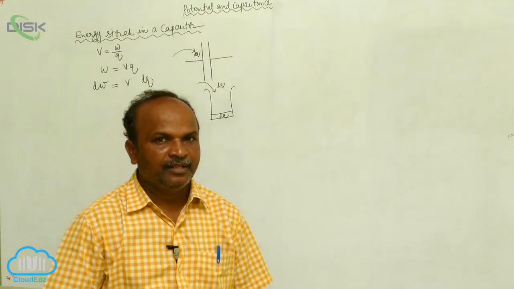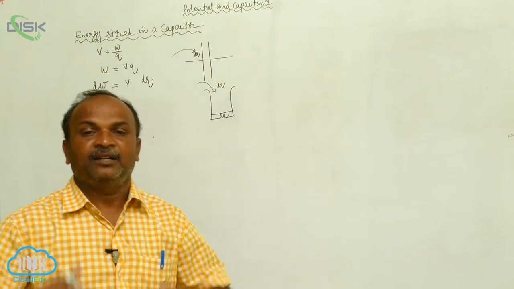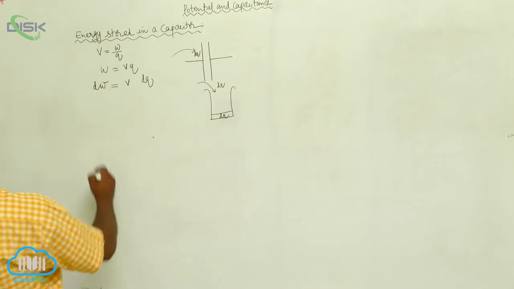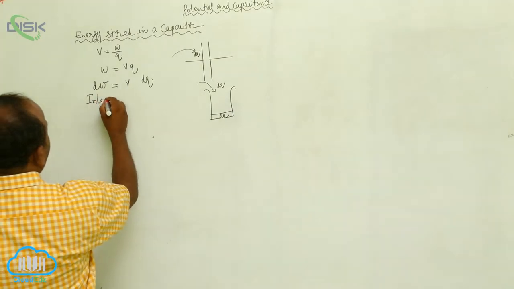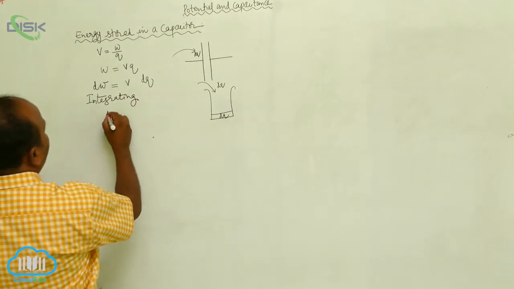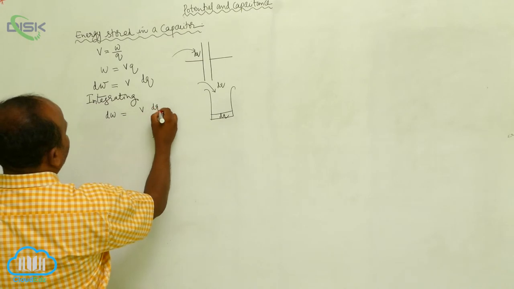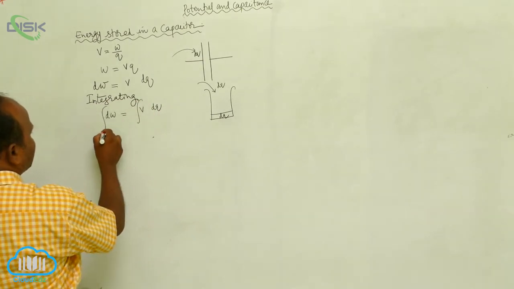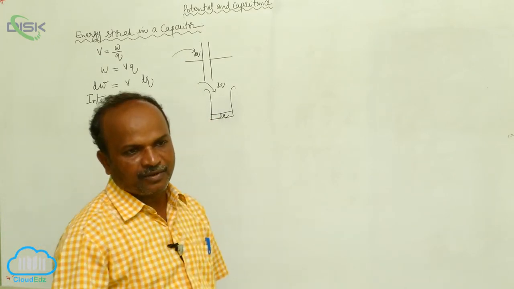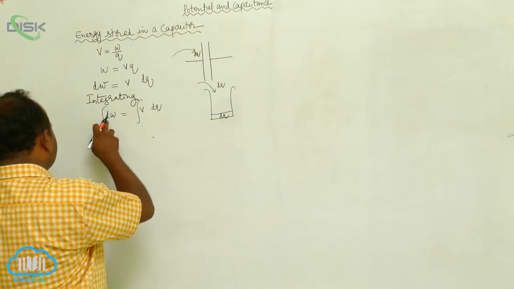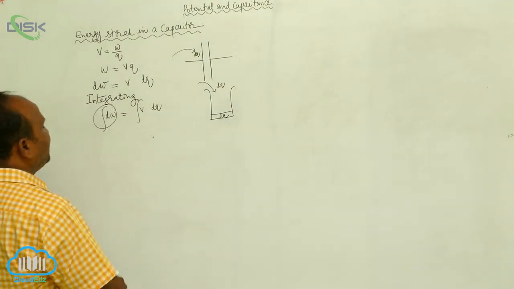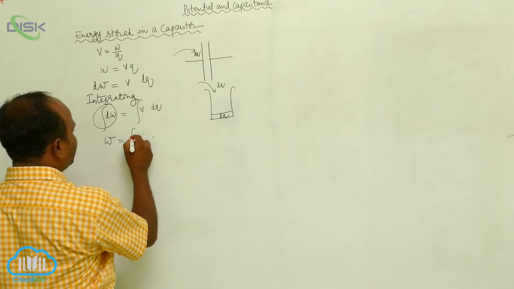To store the charge Q, what is the total work done? The total work done can be calculated by integrating the above equation. On integrating, we already know that the integration of dx is x, the integration of dy is y, so the integration of dW is W. Therefore, the integration of dW gives the total work done in storing the charge.